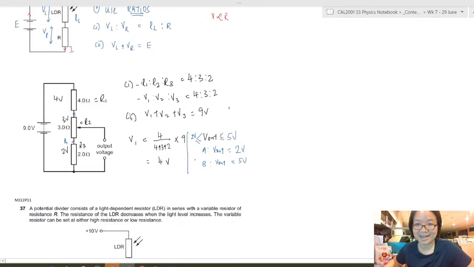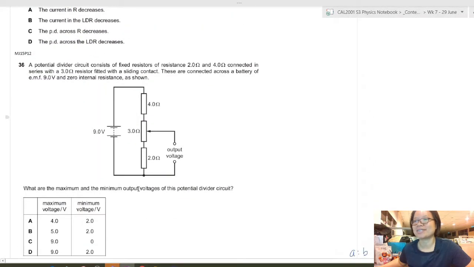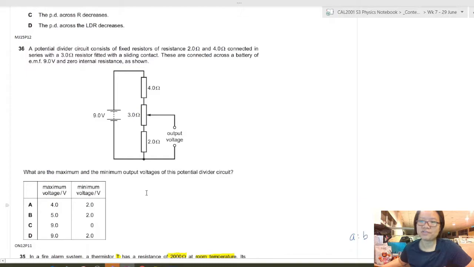Alright, so essentially I copy the question here. We answer the question now. What's the maximum and minimum output voltages of this one? Are they 2 to 5 volt? So our answer would be B. Ratio is your best friend. Okay, let's continue.